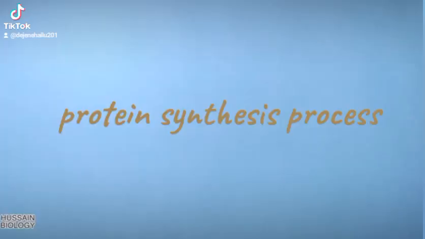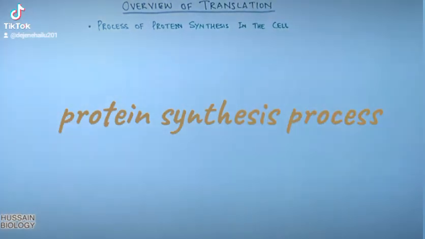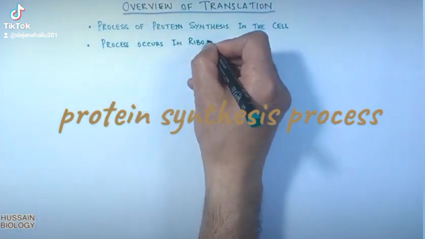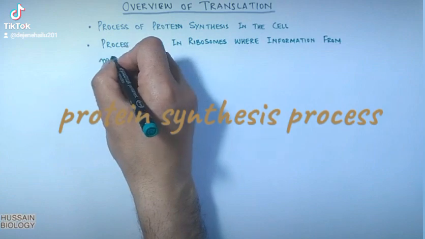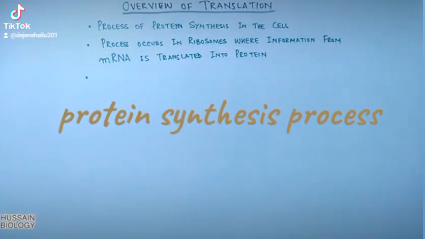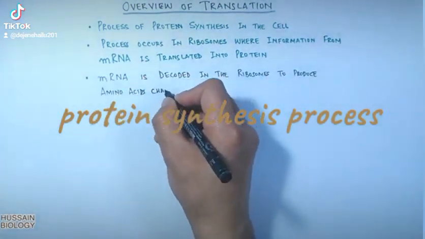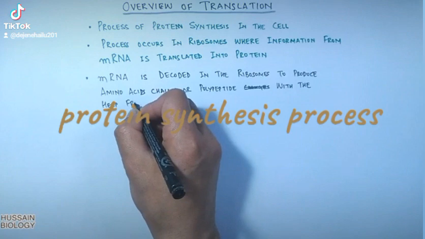In this video, we'll be discussing the overview of translation. And then later on in the series of videos, we'll be discussing the translation in detail. We know that translation is the process of protein synthesis in the cell. This process occurs within the ribosomes, where information from messenger RNA, that's mRNA, is translated into proteins. We see the mRNA is decoded in the ribosome to produce amino acid chains or polypeptides with the help from tRNA.